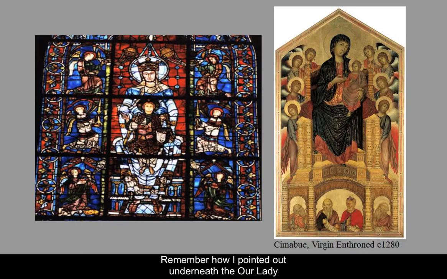Remember how I pointed out underneath the Our Lady of the Beautiful Window just before, there was a sort of architectural structure, and we see here underneath a couple of saints who are almost the foundations on which things have been built. So we're going to talk about the transition of the Romanesque to the Byzantine style in the next lecture.